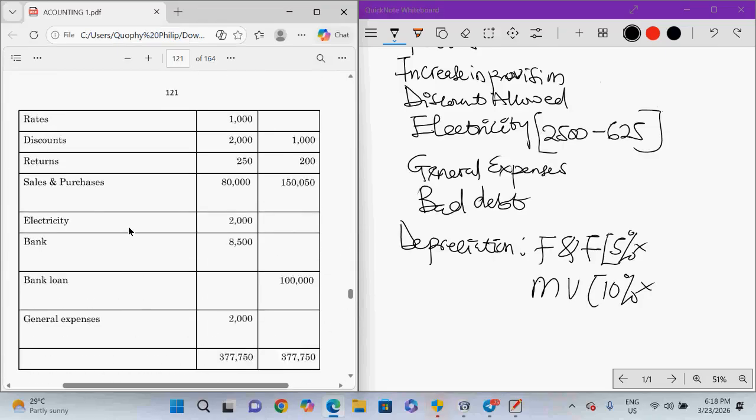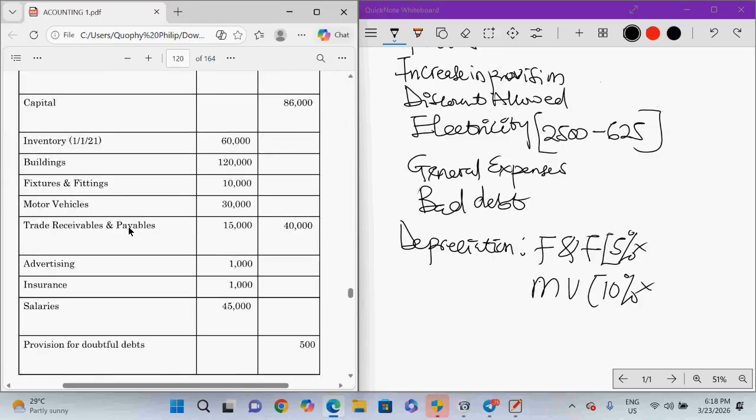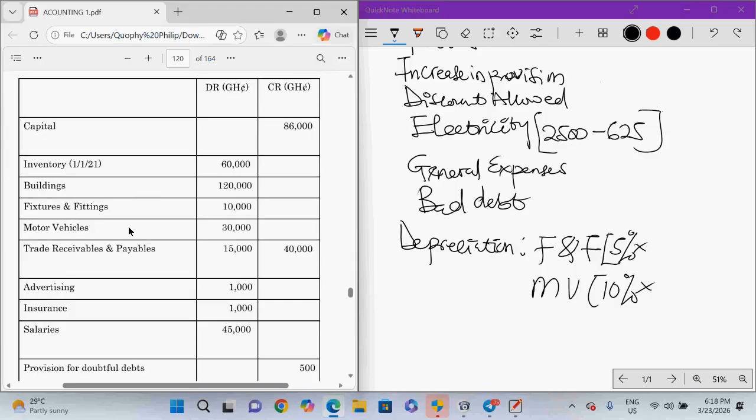Where is the cost? So building 120,000, and now building is what? Is it building? No, it's 10,000. And the motor vehicle is what? 30,000.